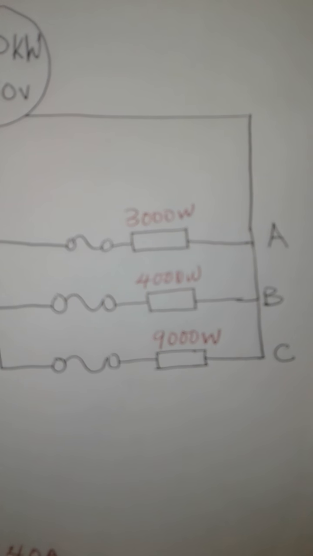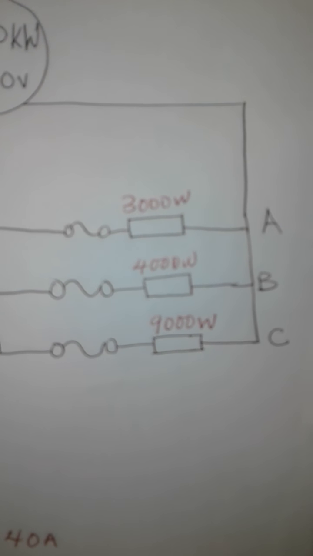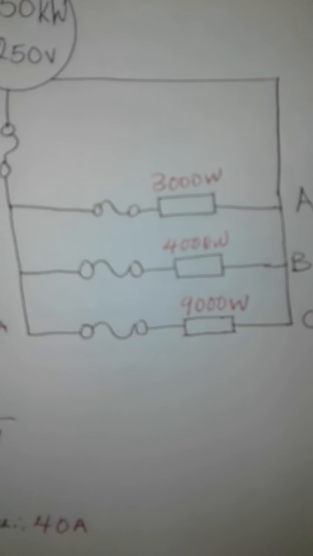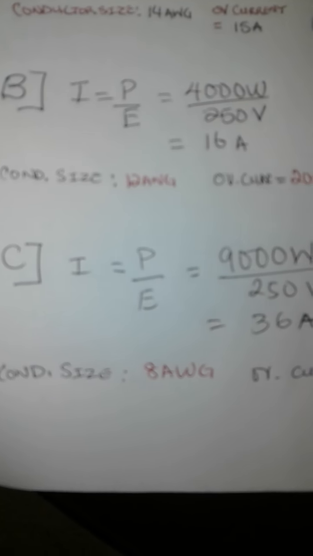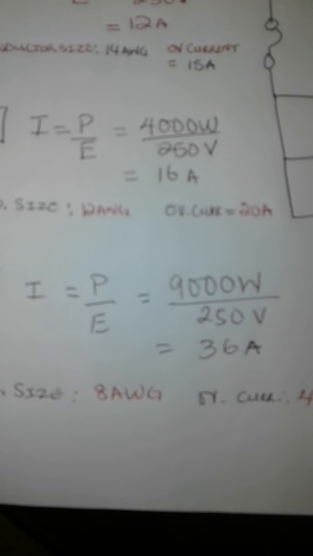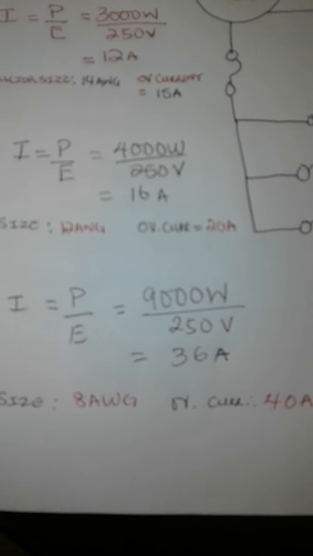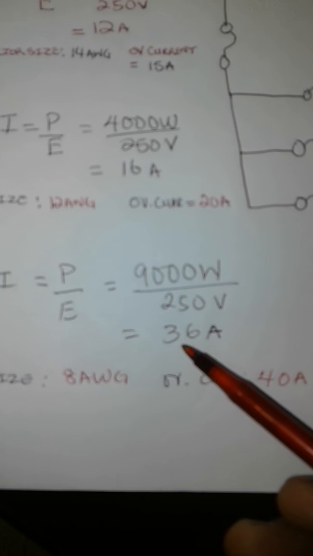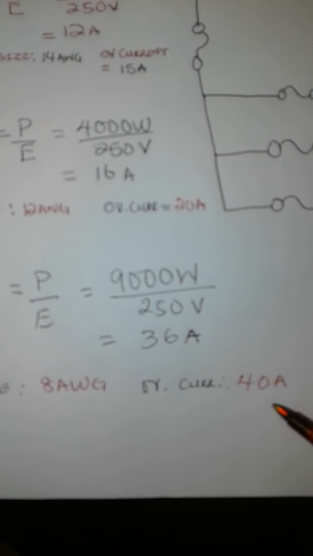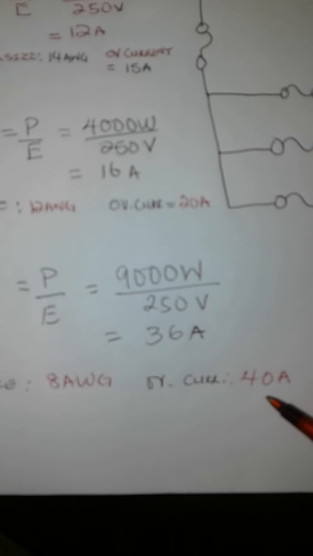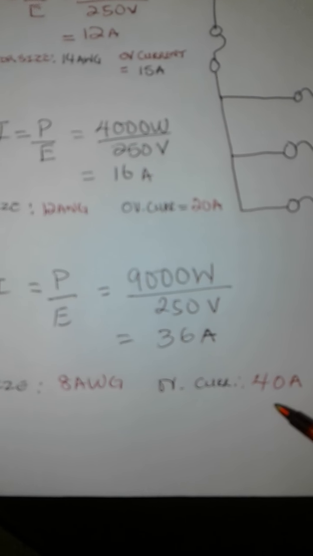And onto circuit C, which has 9000 watts. I is equal to P over E, which is equal to 9000 divided by 250. 9000 divided by 250 gives us 36 amperes. For 36 amperes, the overcurrent protection is 40 amps, and our wire size is 8 AWG.